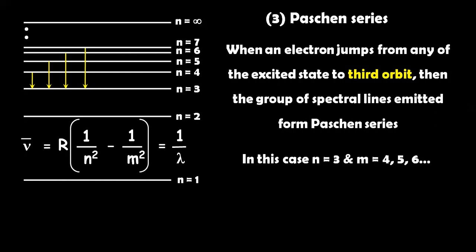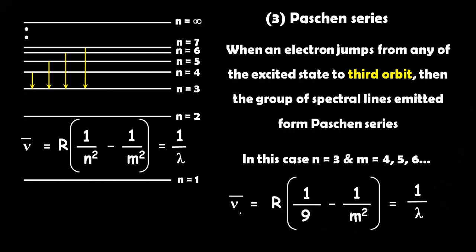Now, nu bar equals R into, instead of n, let me substitute 3. So I end up with R into 1 by 9 minus 1 by m square. I'm retaining m as such because m has multiple values, right from 4 to infinity, which in turn is equal to 1 by lambda.